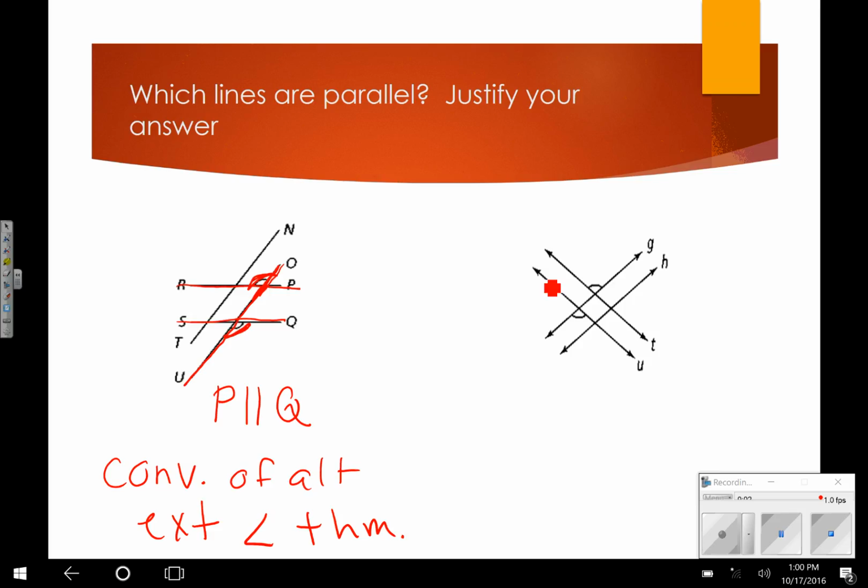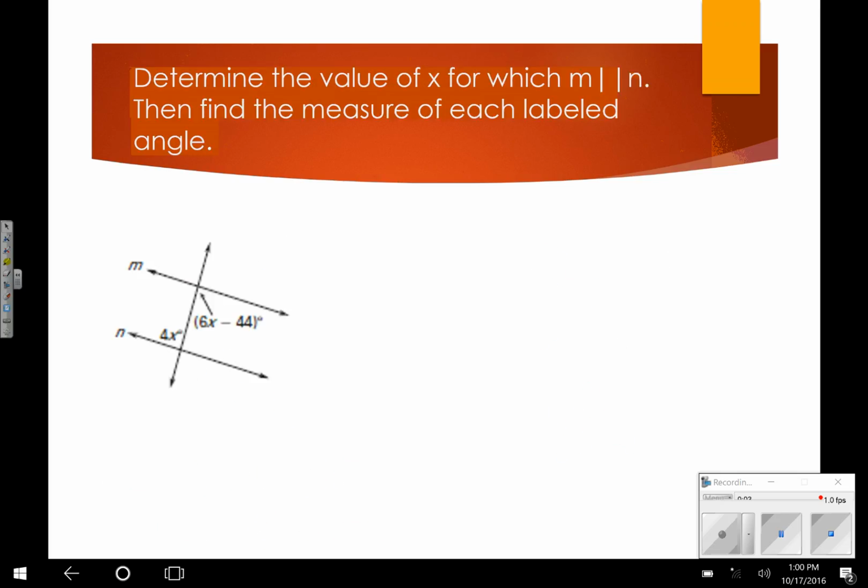Okay. Again, and actually by the same theorem, if we look at this next example, here it is. There's my transversal. So G is the transversal, and T is parallel to U by the same converse. Okay. So now I want to determine the values of x for which m is parallel to n, and then I want to find those measured angles.